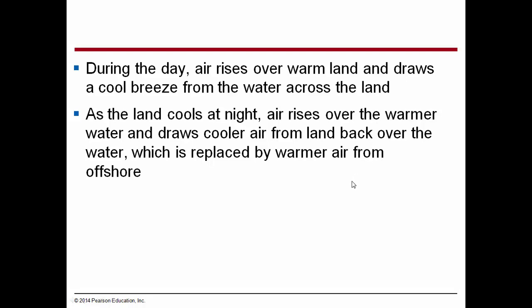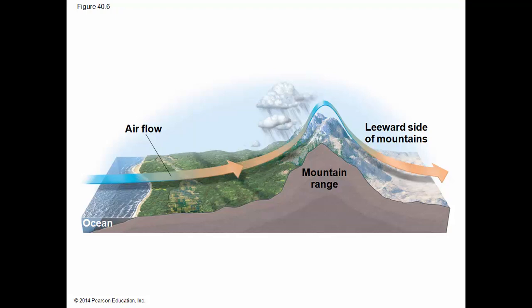During the day, air rises over warm land and draws a cool breeze from the water across the land. As the land cools at night, air rises over the warmer water and draws cooler air from land back over the water, which is replaced by warmer air from onshore. So this constant flow maintains air quality over these different areas. It keeps that air mixed up, and it keeps a flow of precipitation in that area.